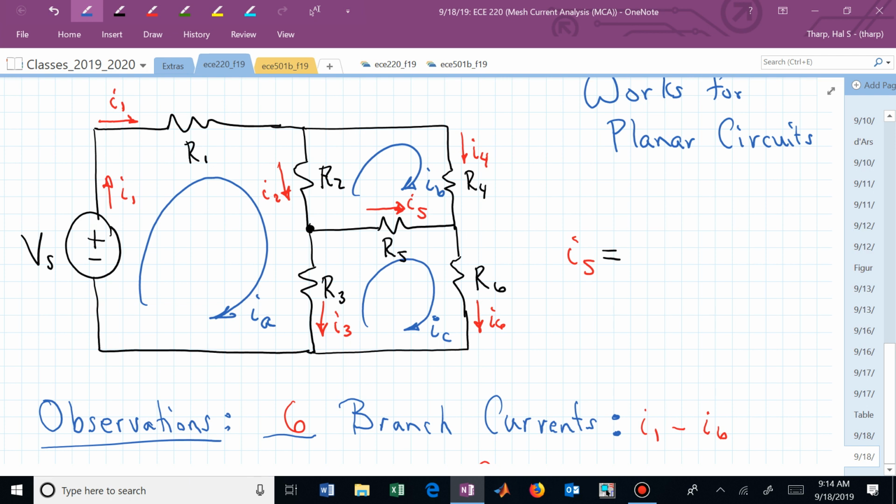I sub 5 is what? Well, I like to think of what's going in the same direction as I sub 5. Which mesh current? That's I sub C, but I sub B is going against it. So the algebraic sum of I sub C and I sub B form that branch current I sub 5. I sub 5 is I sub C minus I sub B. Does that seem logical?